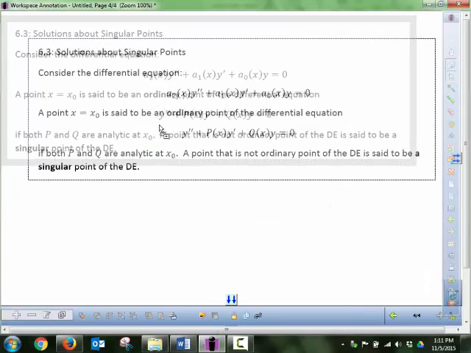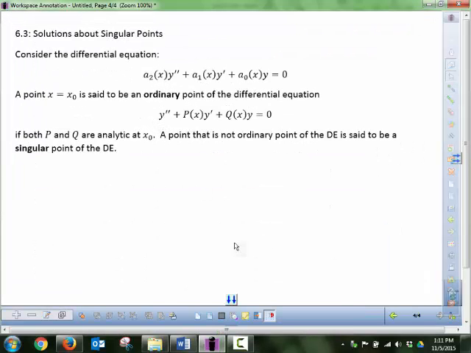So here's restating the definition of ordinary and singular point. An ordinary point means that if you divide out by the leading function in your differential equation, then you have new functions p and q. And if p and q are analytic, which means there's no zeros in the denominators or anything like that, then that means it's a good point to work with as a center point. So that's an ordinary point. If it's not an ordinary point, then it's a singular point.